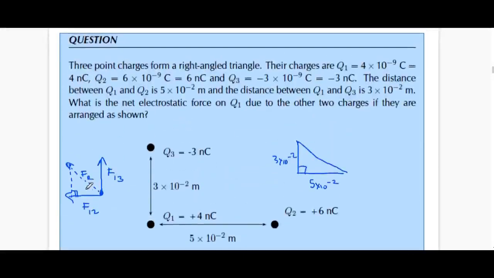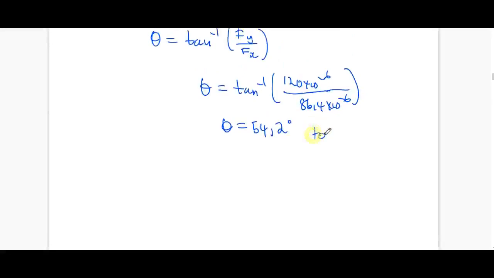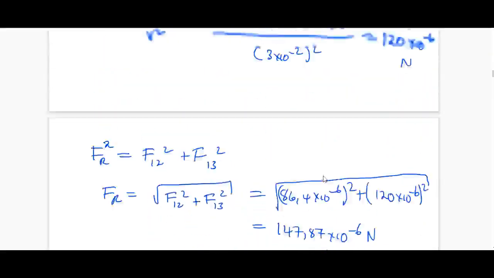Okay, so now theta is 54.2 degrees. Remember that it's towards the left, so it's 54.2 degrees to the negative x-axis. Or you can say 180 minus 54.2, so theta is equal to 125.8 degrees to the positive x-axis. Okay, that is your direction. So you will give this one or this one.